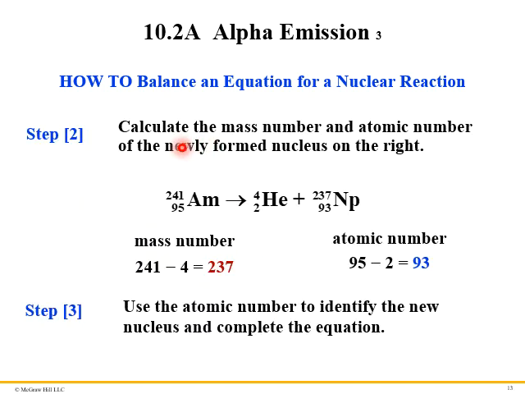So let's calculate the mass number and atomic number of the newly formed nucleus on the right. So I have 4, 241, so I'm going to subtract these two, and that gets me the 237 that you see here on the top. On the bottom is 95 minus 2, so it will be 93. I go to my periodic table, figure out what is the identity, what is the element 93, that's going to be this right here. Use the atomic number to identify the new nucleus and just complete the equation. That's pretty much it. That's how you write your nuclear reactions.